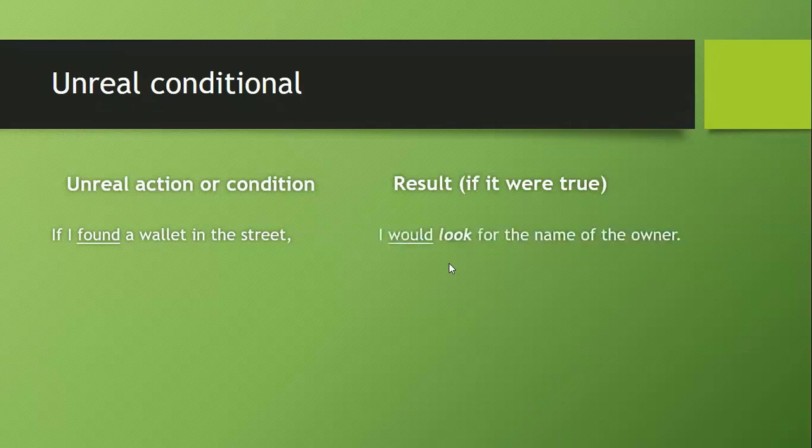Then you can see that we use would. What is the past of will? Then if I found a wallet in the street, I would look for the name of the owner. Would you do it? I'm asking a question about it. I can do it. For example, if you found a wallet in the street, would you look for the name of the owner? That is a question. But in this case, I'm talking about it. For example, imagine you're asking me, hey Ralph, if you found a wallet in the street, would you look for the name of the owner?